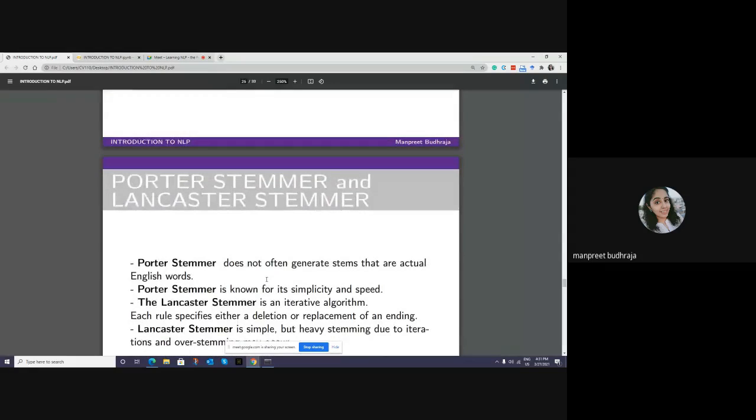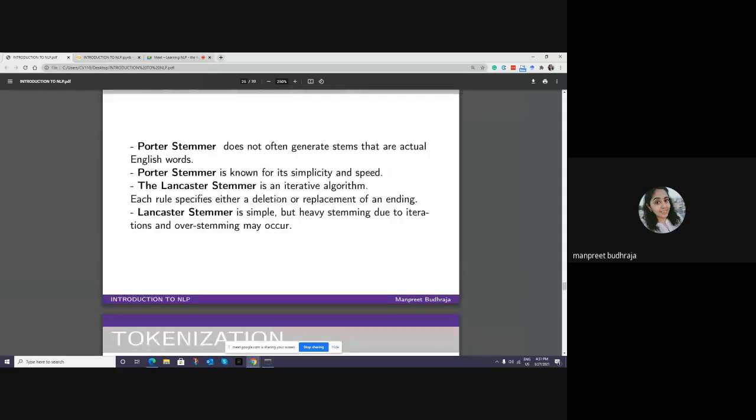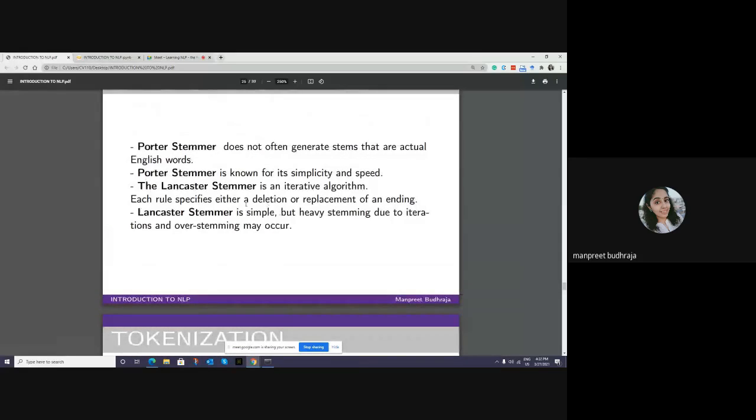So you have Porter stemmer and Lancaster stemmer. Porter stemmer does not often generate stems that are actual English words, so it's generally used for simplicity and speed. And Lancaster stemmer is an iterative algorithm. We will see how it happens in the code, but it's very heavy, and generally we don't prefer stemming. We would prefer lemmatization any day over that.